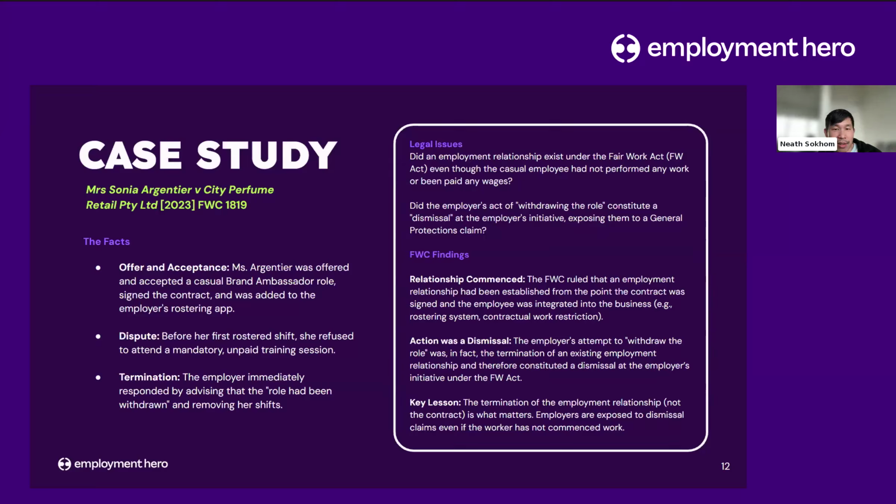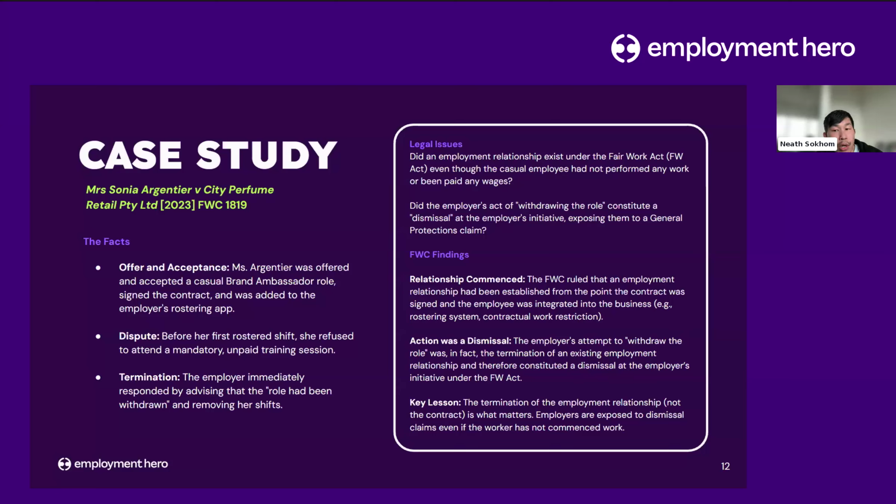So on one hand, there's this argument that if you haven't started working yet, then there's no employment relationship, right? That's the sort of conventional, simplistic understanding of it. But on the other hand, as we have seen with the case that I spoke about earlier with Ms. Argentier, an employment relationship can be found to exist by a court or tribunal even before the employee commences working. And the view out of the two that presents the lowest compliance risk to many businesses is the latter, right?